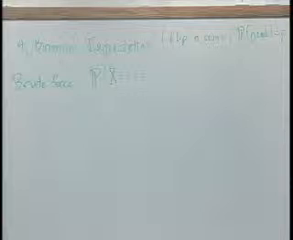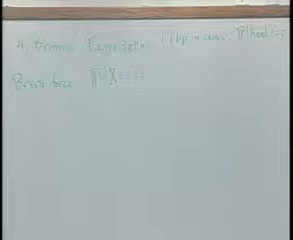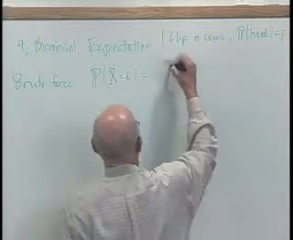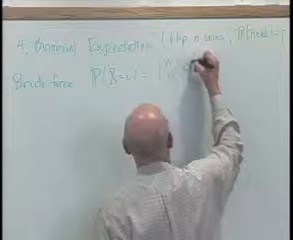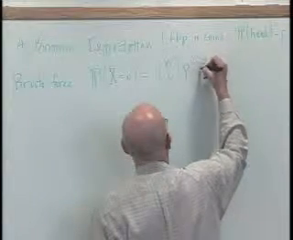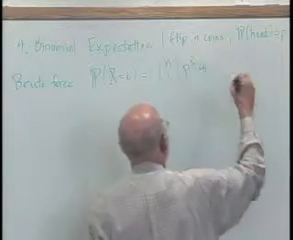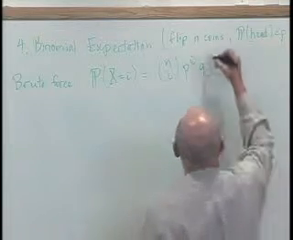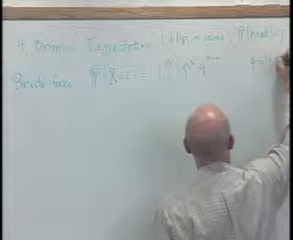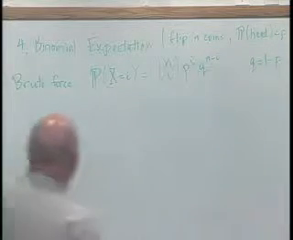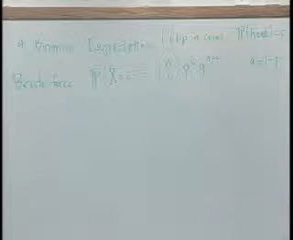Okay, someone tell me the probability of getting I heads. You've been doing this sort of thing with airplane engines and everything else over the last week. N choose I times p to the I times, yeah, and I'm going to call that q, q to the n minus I, where q is equal to 1 minus p.